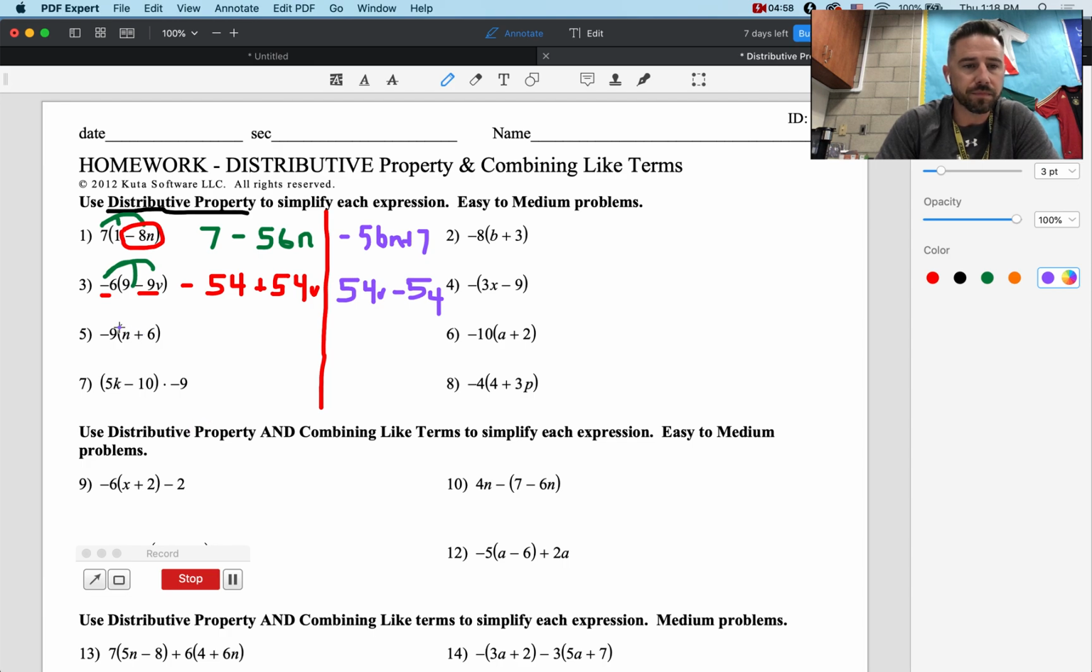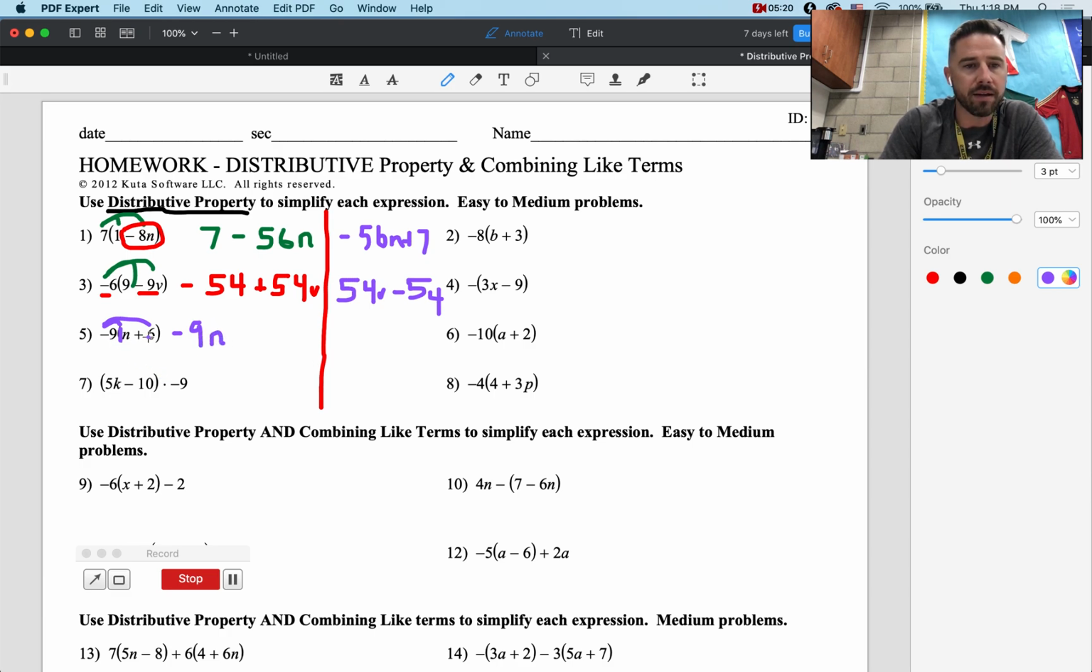Okay, so let's take a look at this guy. We're going here, and we're going here. Now, what's kind of tricky here is that there's nothing in front of the n. So realistically, what's in front of the n? It's a 1, right? So I have negative 9 times 1, that's negative 9, and then we have our n.